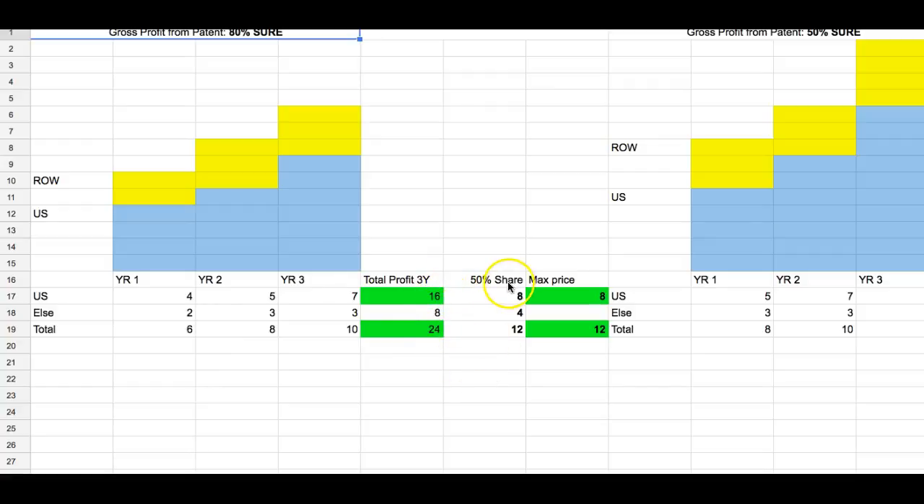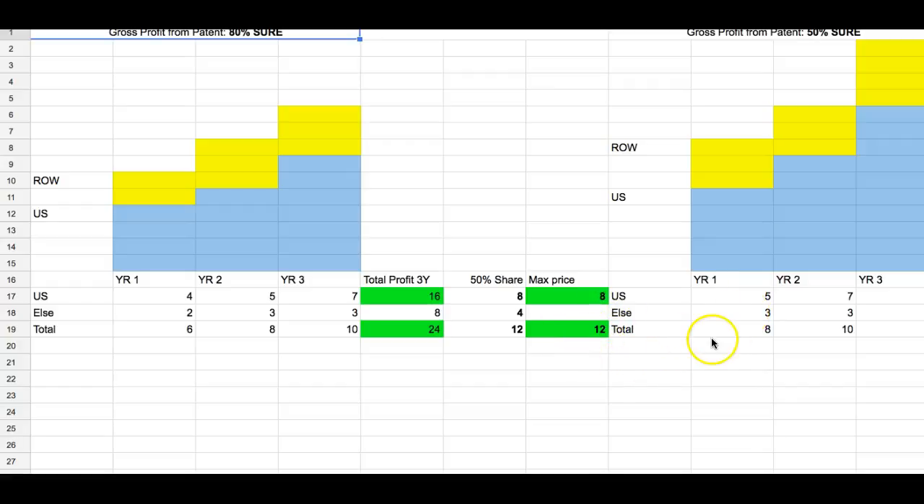That means that if I would negotiate a 50% profit share with the patent holder, I would actually end up paying $8 million in the case of a US patent, and $12 million in the case of a global patent. So that's with 80% certainty.